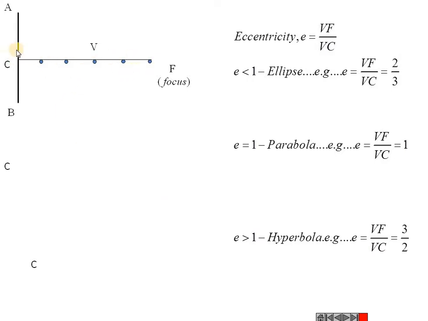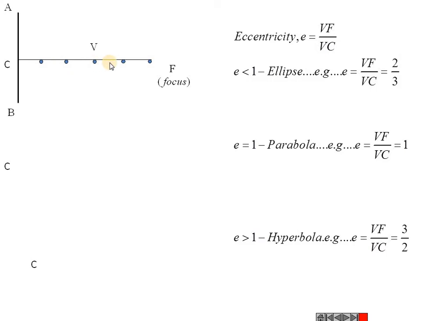CF is the distance of focus from the directrix, VF is the distance of focus from the vertex, and VC is the distance of vertex from the directrix. Now for an ellipse, the eccentricity is less than 1. For example, VF by VC is 2 by 3. If this problem is given, we have to divide this CF into the addition of the eccentricity terms, so 2 plus 3, that is 5.